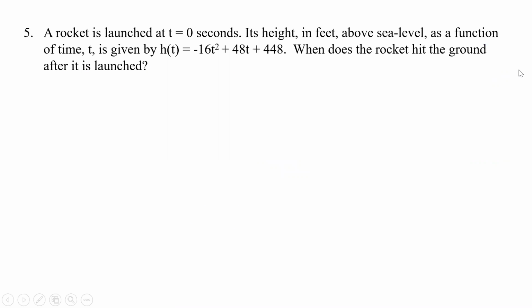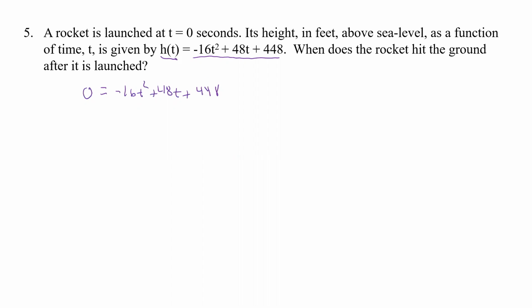All right, so here we have another rocket problem. A rocket is launched at t equals 0. Height in feet above sea level as a function of time is given by this nice equation here. Now, when does the rocket hit the ground? Well, it hits the ground when h of t is equal to 0. So if we set that equal to 0, that's what we're going to work with.